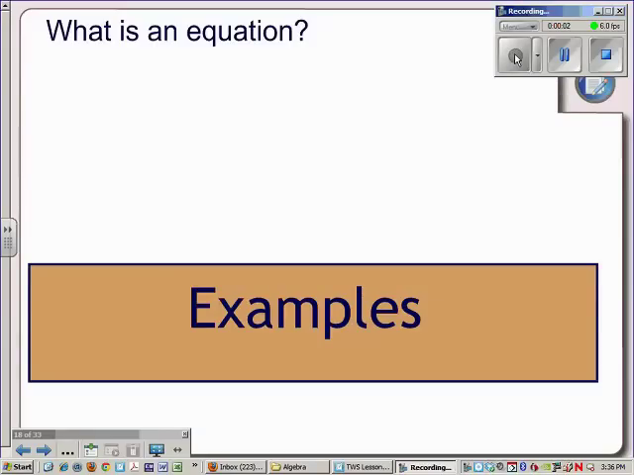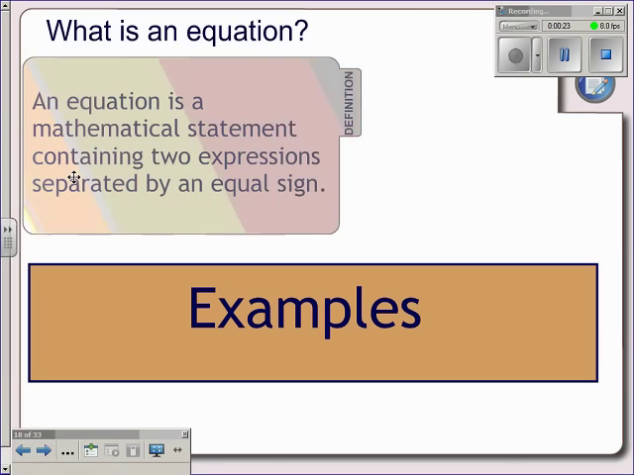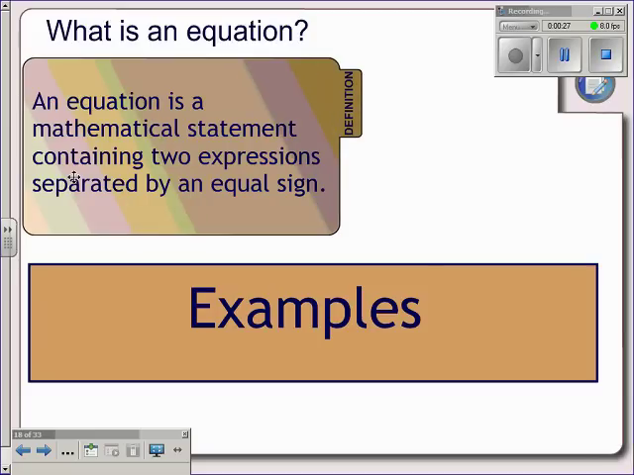All right, fifth graders, we are here for Equations and Expressions Part 2. We're going to start by doing one more definition. We're going to talk about the definition of an equation. We talked about expressions, numeric expressions, word expressions, algebraic expressions, and now we're going to talk about an equation. The definition of an equation is a mathematical statement containing two expressions separated by an equal sign.